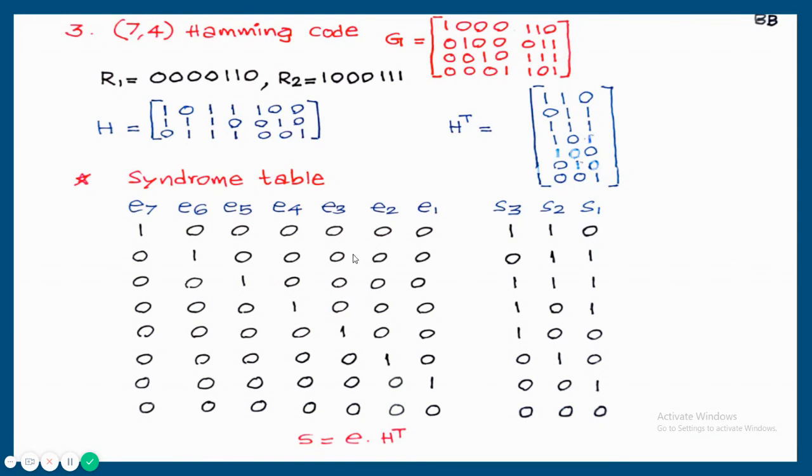Now all combinations are written here. Against each combination, using this H transpose, syndromes are also written here. Multiplication between this error pattern and H transpose gives the corresponding syndrome. So we have completed the syndrome table. Now for the given received code, we are able to do error detection and correction.